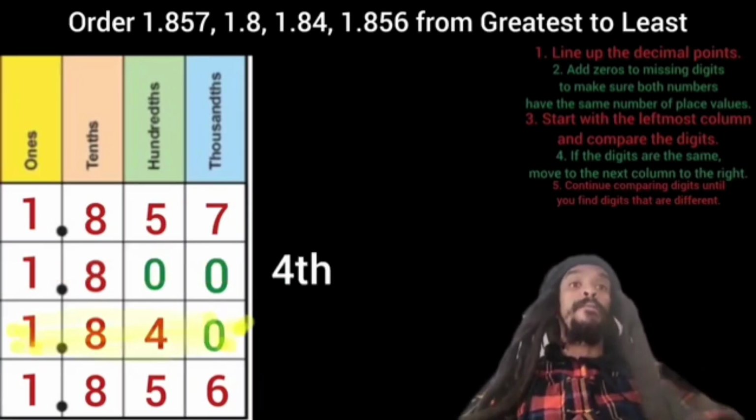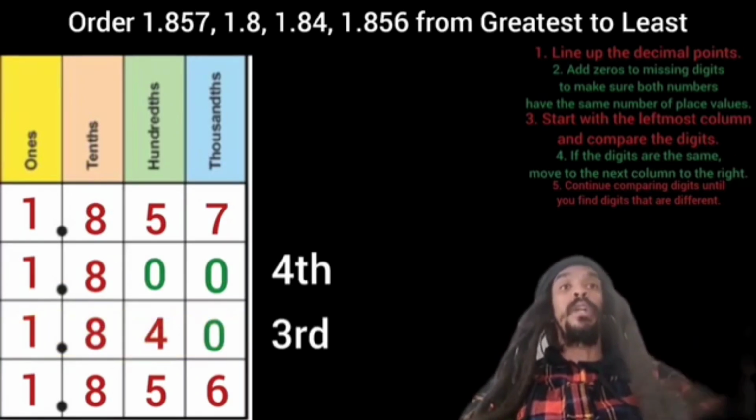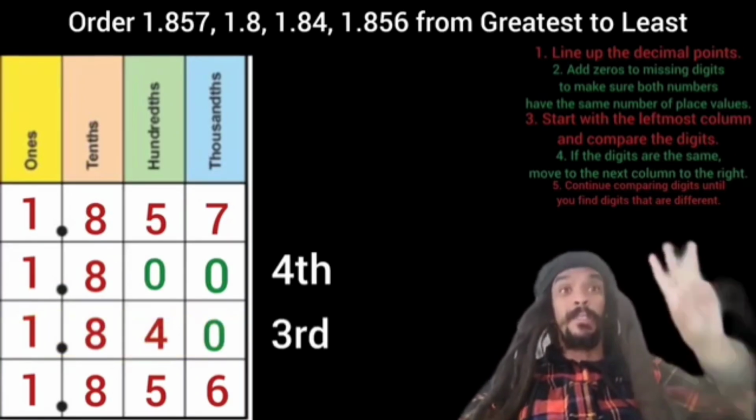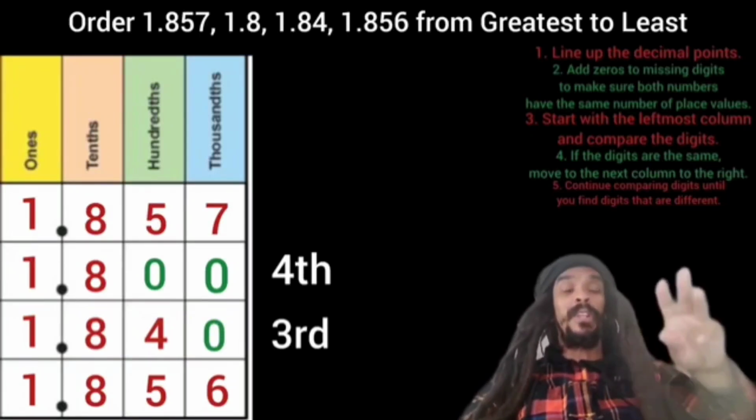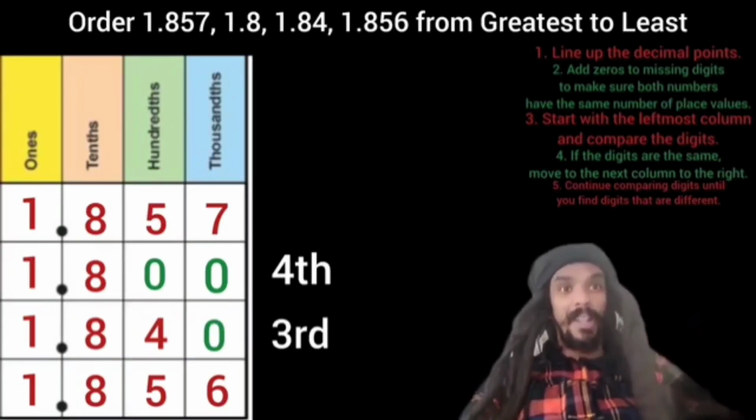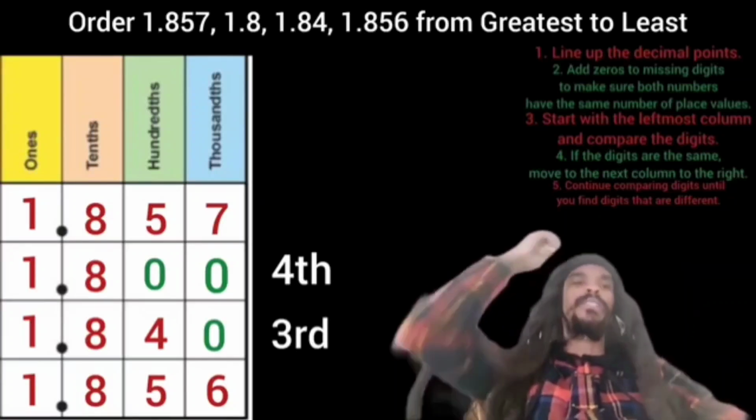And 1 and 84 hundredths is going to be the second smallest one. So 1 and 84 hundredths is the third largest. And 1 and 8 tenths is our very smallest one. It's the smallest number we have. So now let's see what we can do.